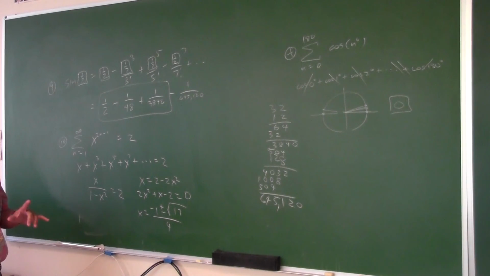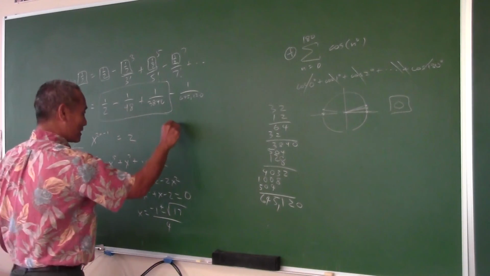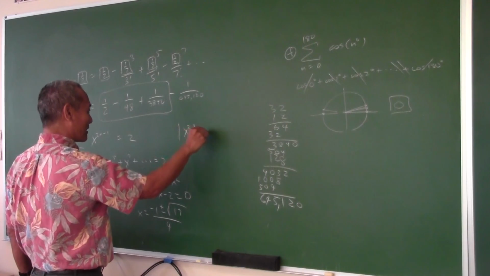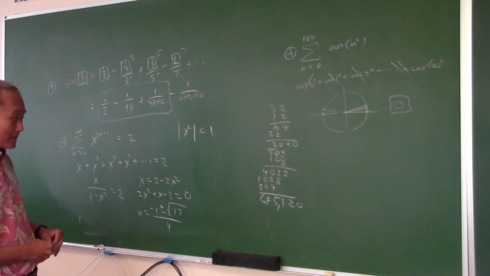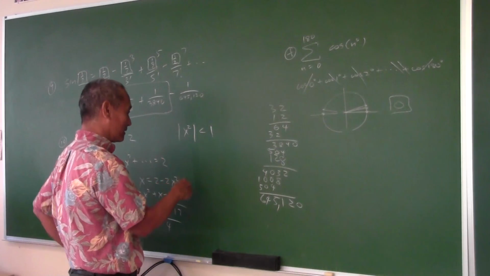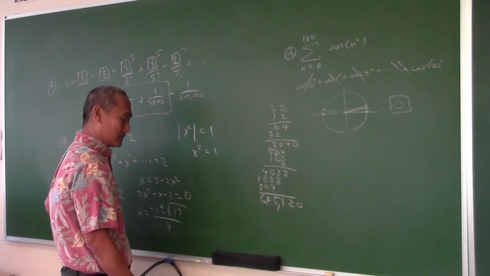You've got to check, because remember, in order for an infinite geometric series to converge, the absolute value of r has to be less than 1. So in this problem, the absolute value of x squared has to be less than 1. Which means, since both sides are non-negative, x squared is less than 1.